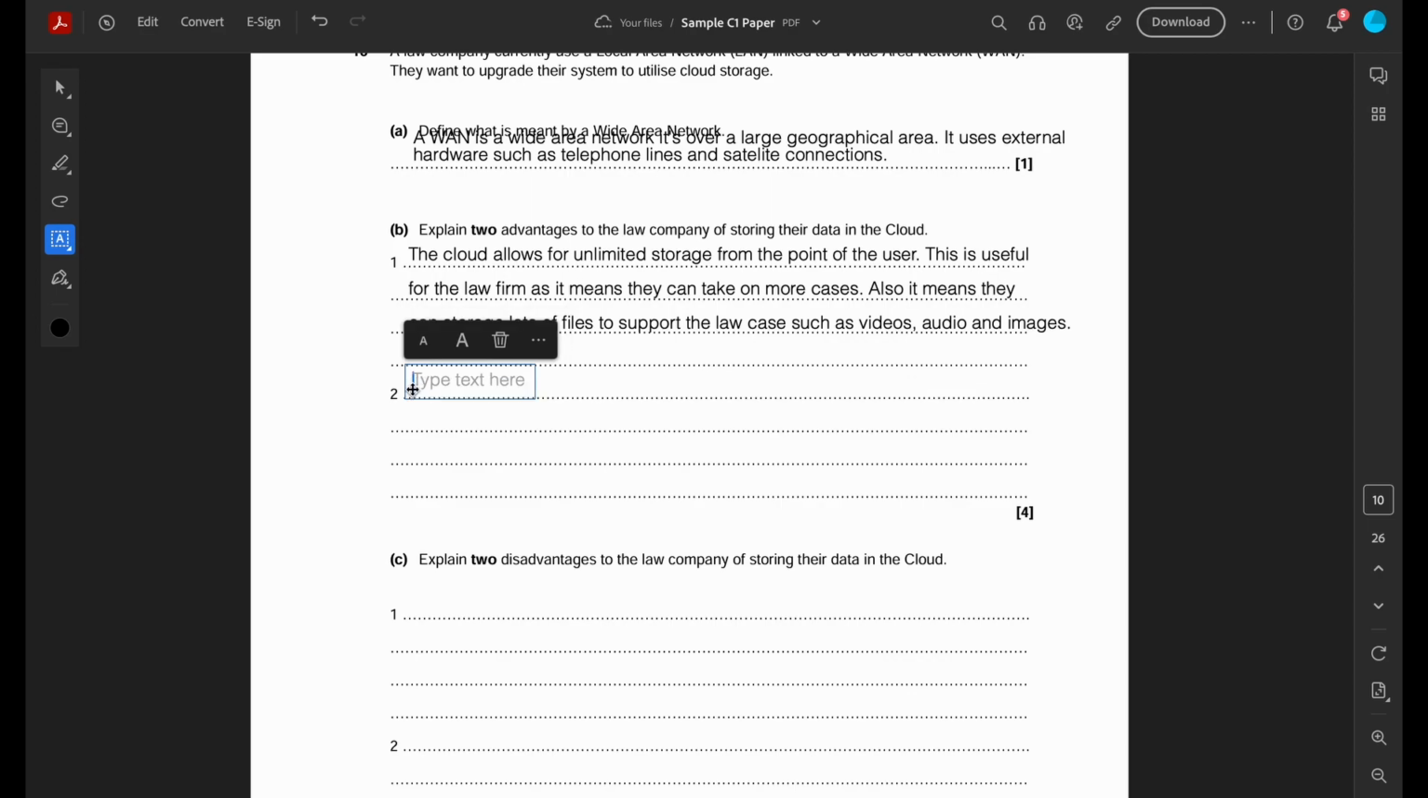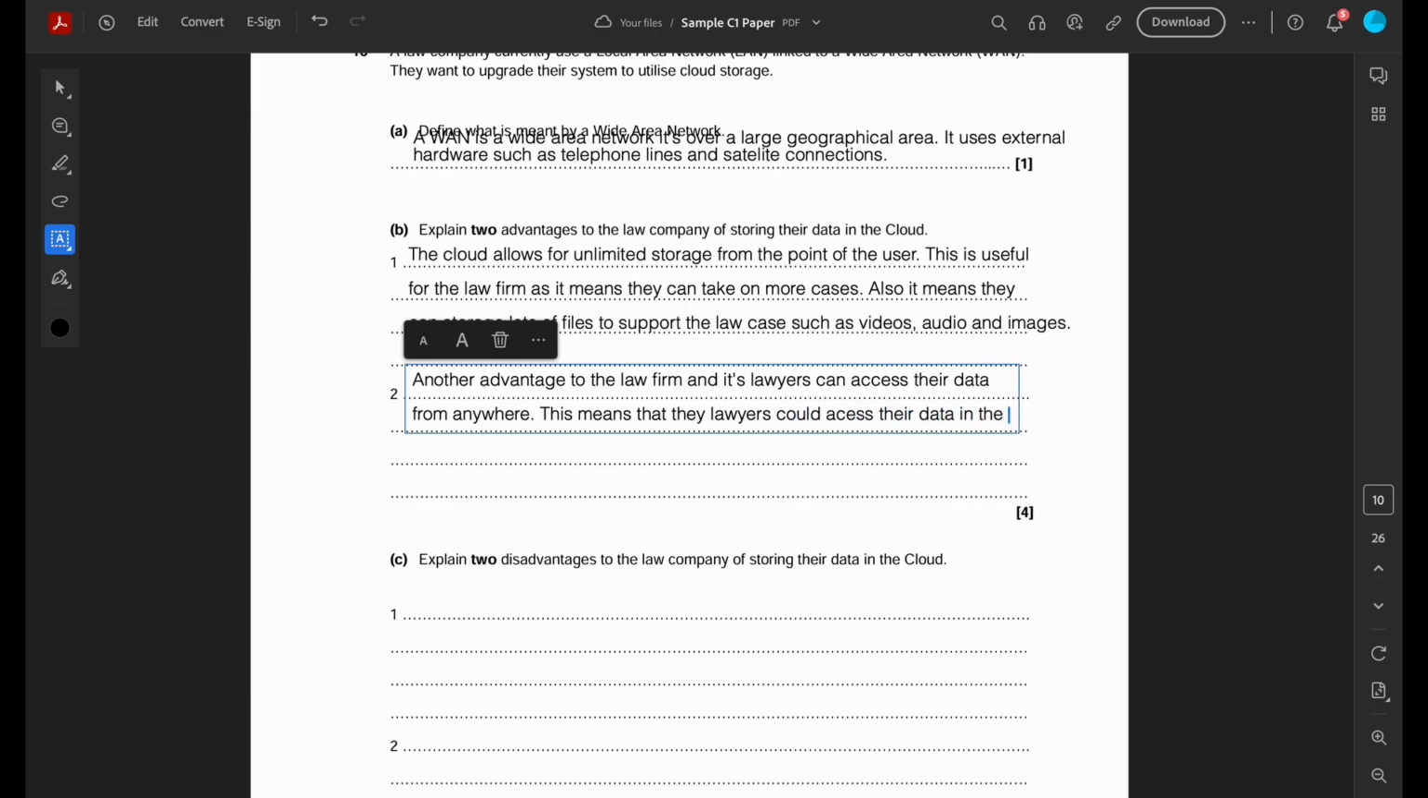Explain two advantages. I'll give one. Another good thing is, another advantage, we use a question to the law firm, is that the law firm and its lawyers can access their data from anywhere. Now again, that's fairly generic, and this means that the lawyers could access data in the office, or if they wanted to, in the courtroom.